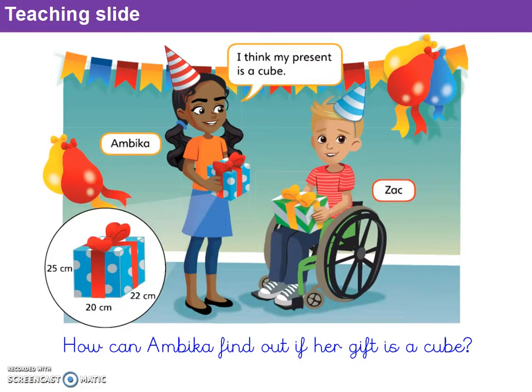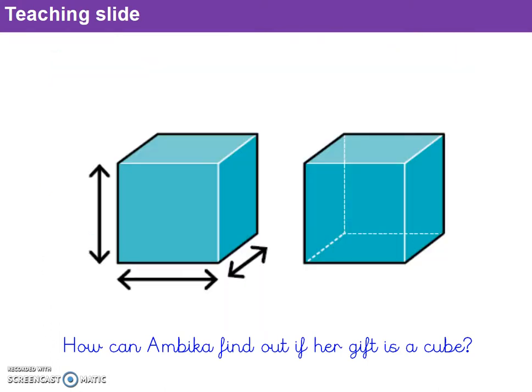So let's start by looking at question 1a. How can Ambika find out if her gift is a cube? And the first thing we need to do is think about what is actually a cube. So what are the properties that a cube has? And here you can see an image of a 3-dimensional cube. And you can notice that it's got 1, 2, 3, 4, 5, 6, 7, 8 vertices where 2 edges meet up. It has 1, 2, 3, 4, 5, 6, 7, 8, 9, 10, 11, 12 edges. And it's got 1, 2, 3, 4, 5, 6 faces.